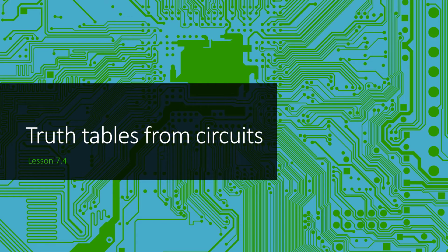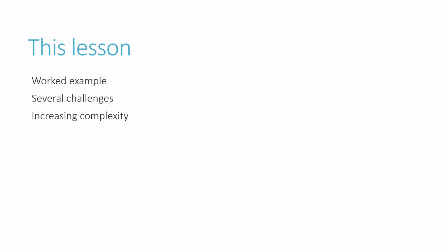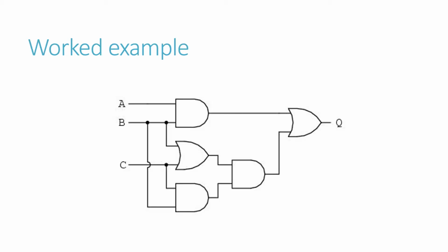We've done quite a lot of work with truth tables and logic circuits and expressions. And in this lesson, we're going to look at some more complicated examples of deriving truth tables from logic circuits. So in this lesson, we'll go through a worked example and then I'll set you several challenges of increasing complexity. This is the example we're going to go through.